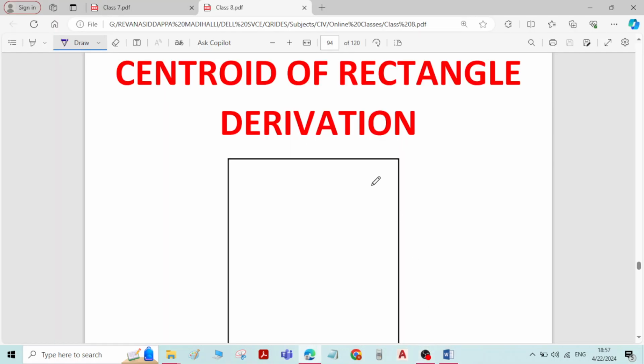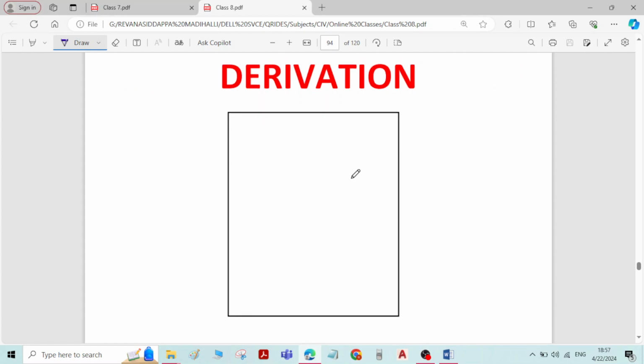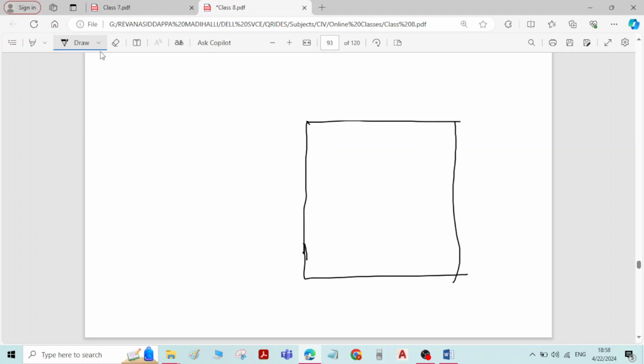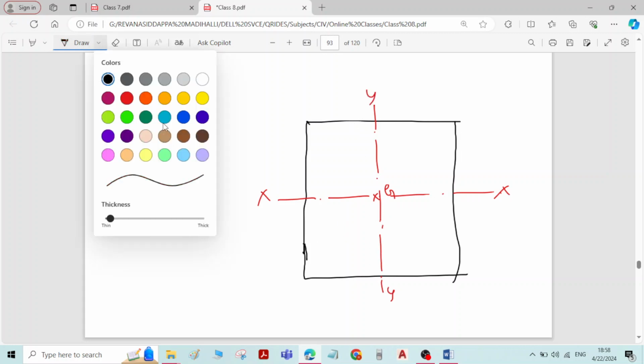Hi, in this video we will derive the equation for the centroid of a rectangle. Of course, for a rectangle, if you take a rectangle, it is symmetric about both the centroidal x-axis and the centroidal y-axis. If I write G as the centroid, the figure is symmetric about the x-axis, and even the figure is symmetric about the y-axis. Okay, the x bar and y bar values are directly known here.